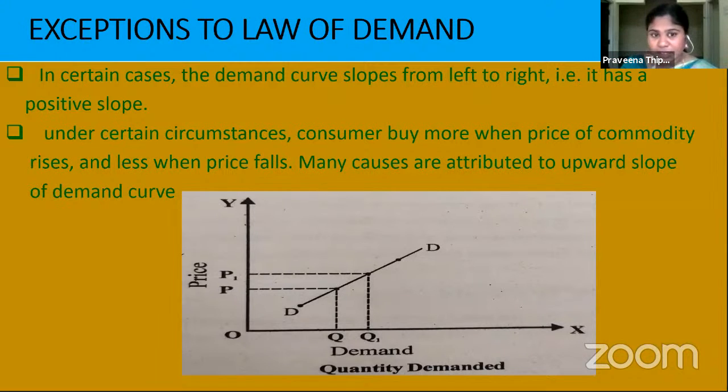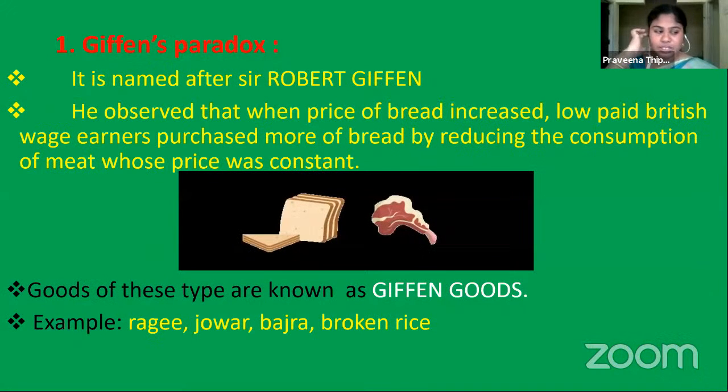So under certain circumstances, consumers buy more when the price of the commodity is high, and they buy less when the price falls. There are many reasons why there is an upward slope of the demand curve. The first reason, children, is Giffen's paradox.